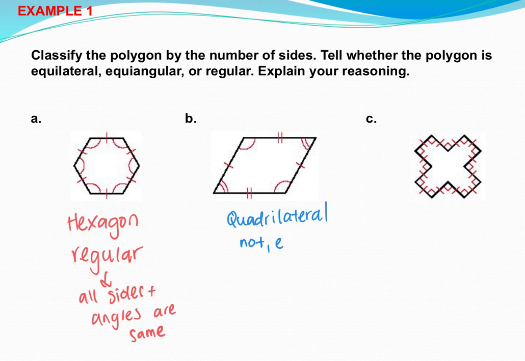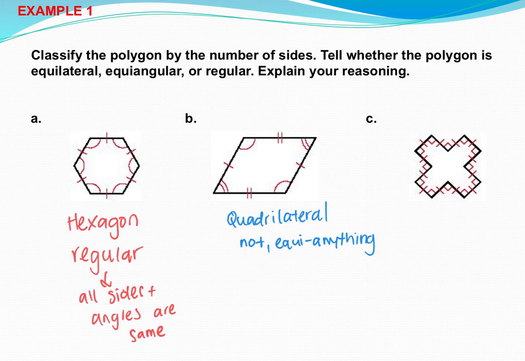It's not anything. Okay? Because do you see how the sides, they're not all the same length? And the angles definitely are not the same measure. Okay? What about C? They all look the same.